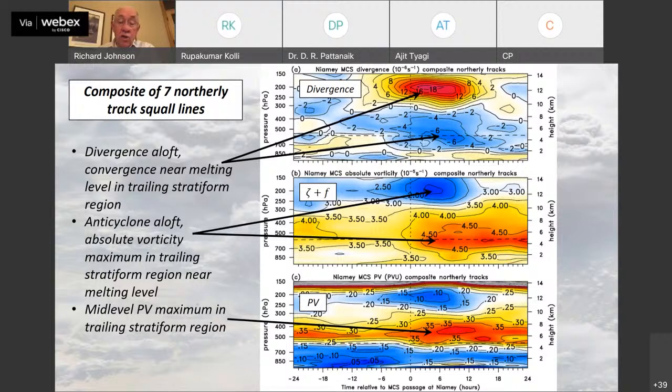This is the PV, a total PV field. You can see between 400 and 500 hectopascals ahead of the convective line, there's high PV, and this is associated with that tongue of PV that extends southward from the Sahara region. But you can see it gets amplified and deepened following the squall line passage. So there's something going on with this squall line that amplifies the potential vorticity field in the mid-troposphere.